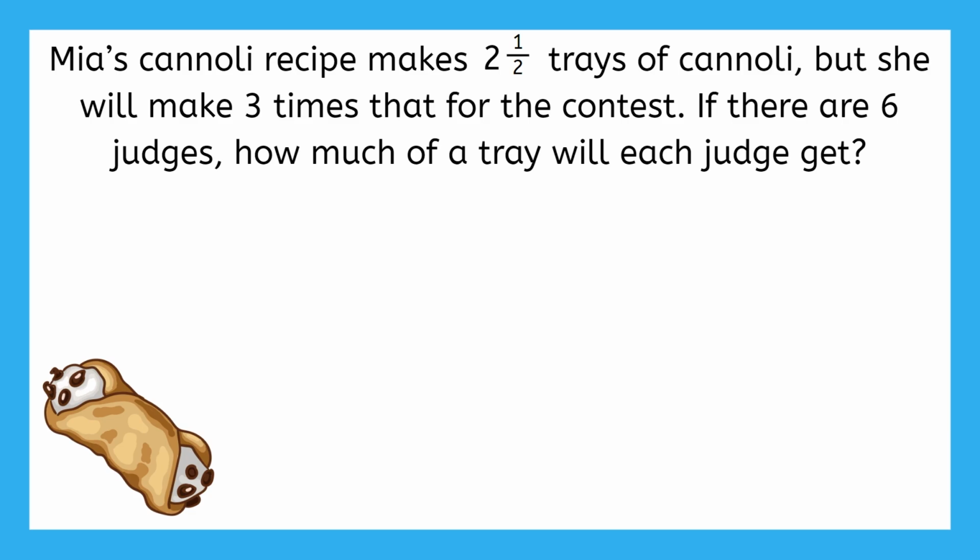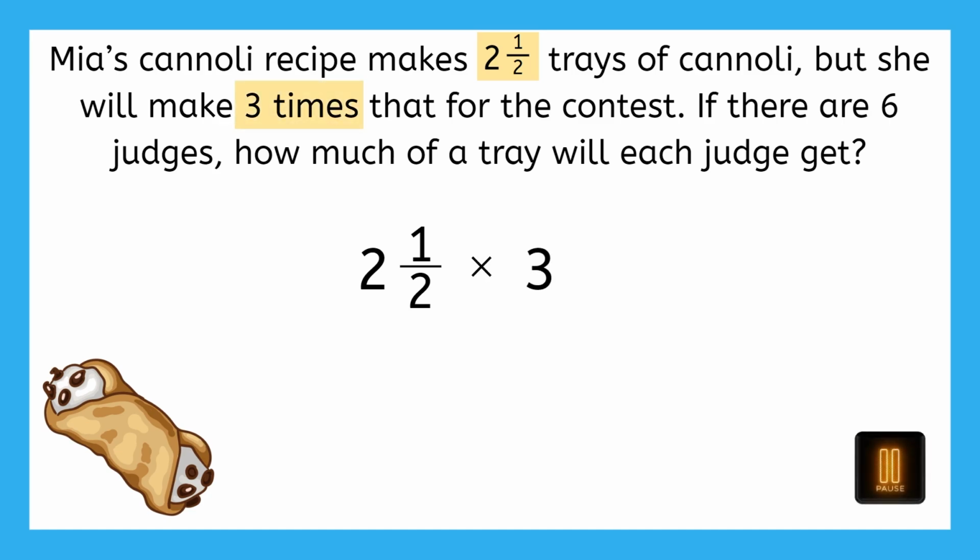Ooh, we've got a 2-step problem on our hands here. To begin, we need to calculate how many trays Mia will have. Her recipe makes 2.5 trays, and she's making 3 times that. Pause here to calculate yourself.